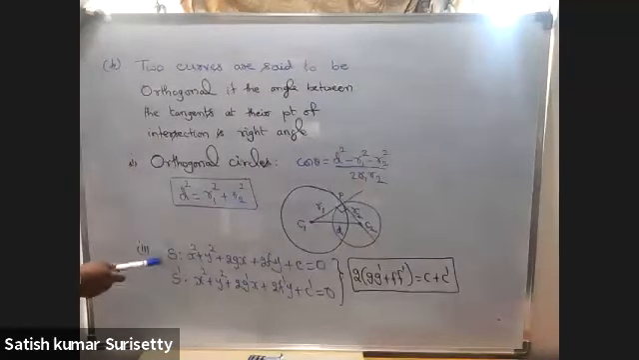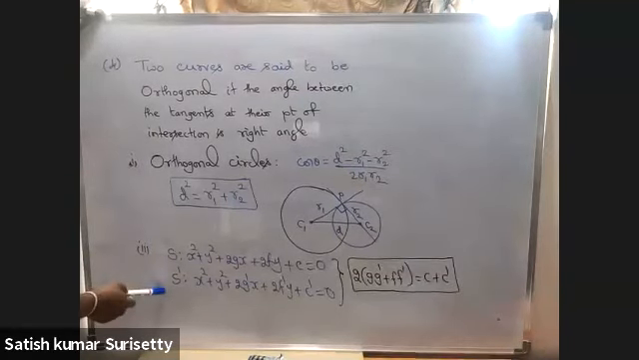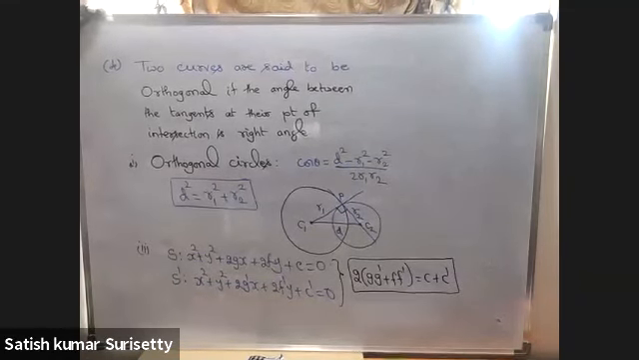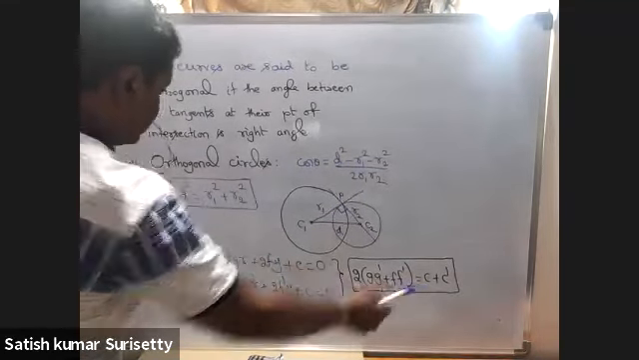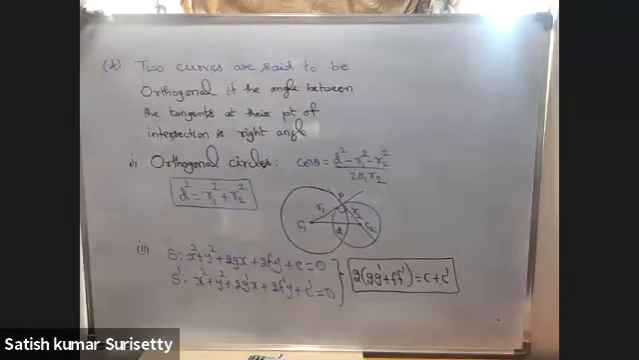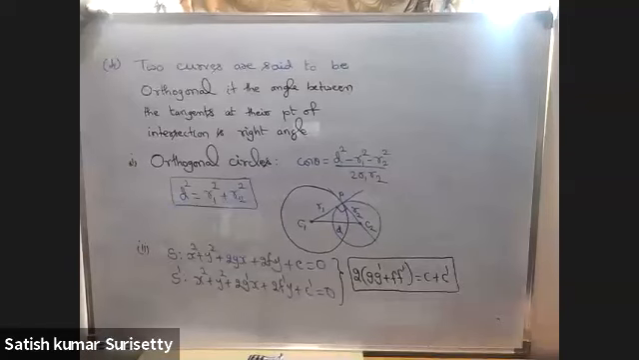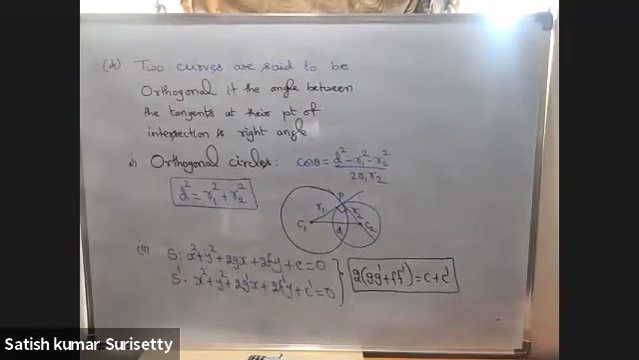Now, if I take the circles S equal to 0 and S dash equal to 0, the condition for the circles to be orthogonal is 2(gg dash plus ff dash) equal to c plus c dash. So apply the formula d square equal to r1 square plus r2 square, expand and simplify. Then you can get 2(gg dash plus ff dash) equal to c plus c dash.